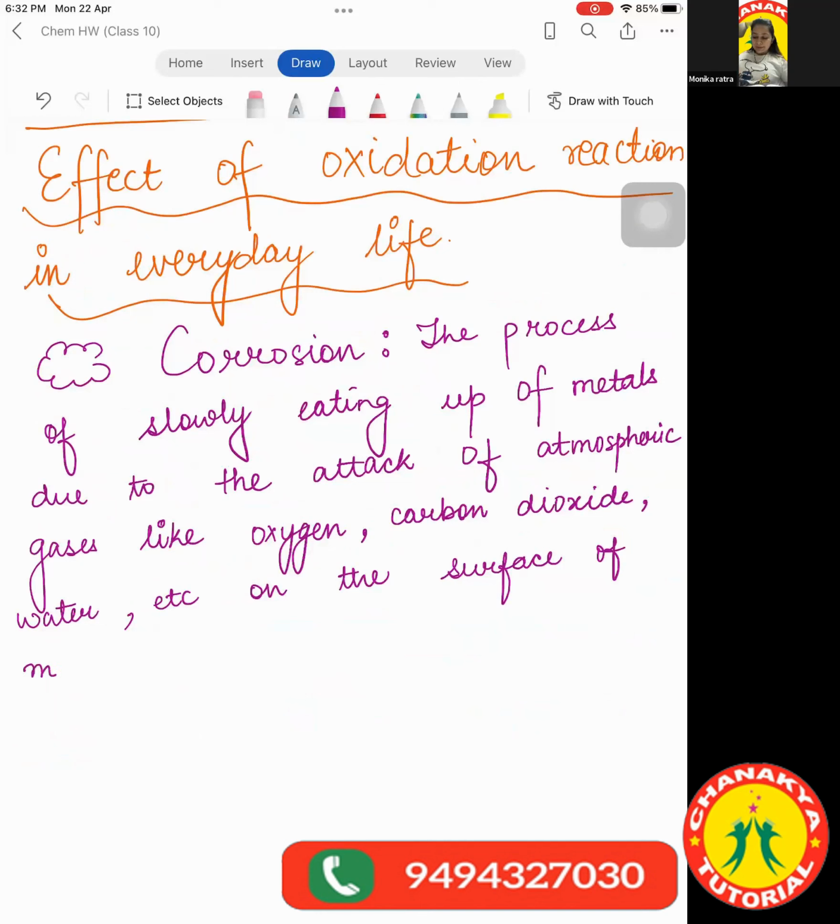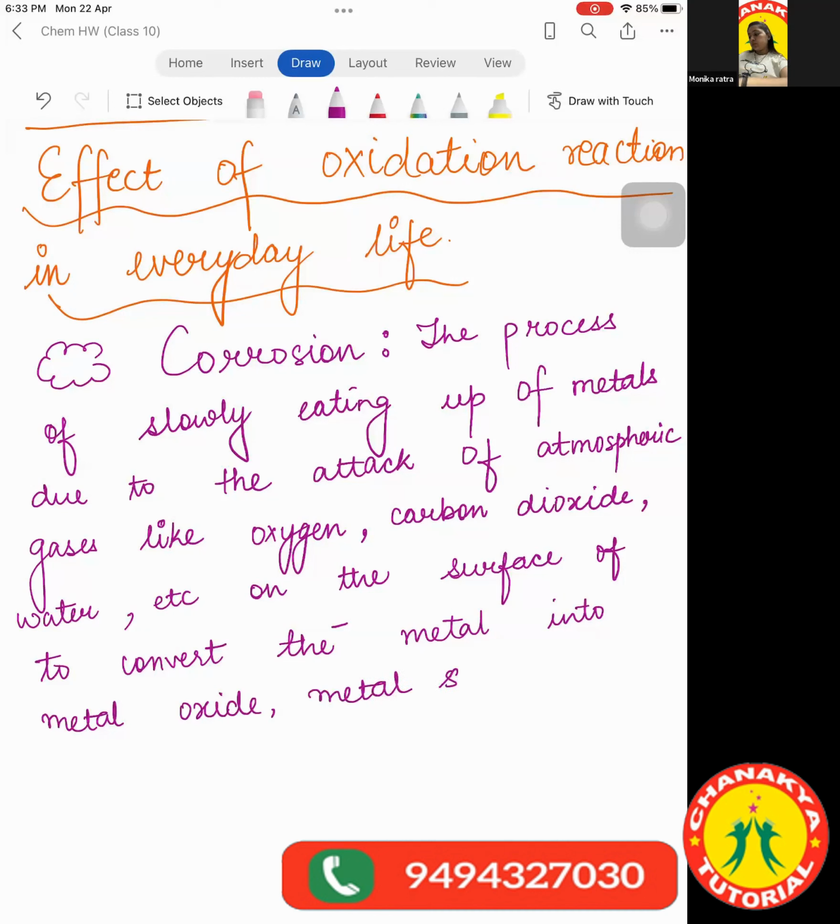On the surface of the metal, to convert the metal into metal oxide, metal carbonate, sulfate, etc. Fine, this is the definition of corrosion.